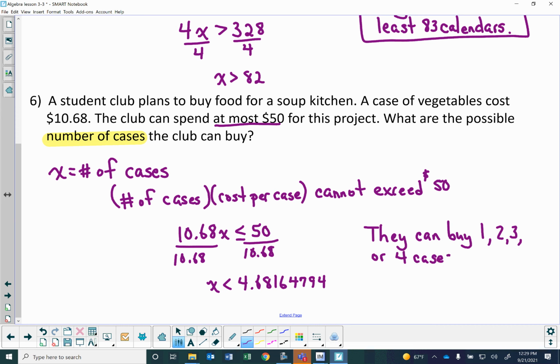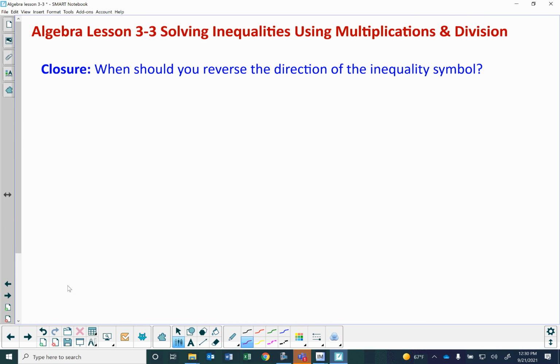Now we don't want to just say they can buy 4 cases or less, because or less means we can go into the negatives, and you can't buy a negative number of cases of vegetables. Hey, I'm going to go to the grocery store and I want to buy -3 cans of chili, please. That means you're taking cans of chili out of your own kitchen and putting them on the grocery store shelves, which they're going to think is really weird. So you cannot have a negative number. So the number of cases that they can buy is 1 case, 2 cases, 3 cases, or 4 cases.